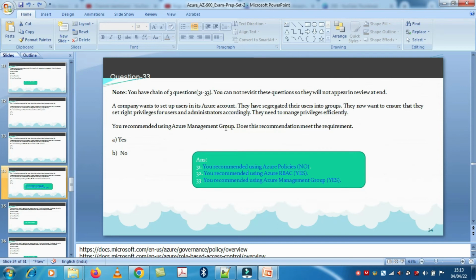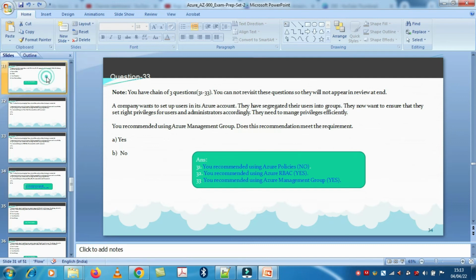See, if you want to segregate a user from an administrator, because a user has a different set of permissions or privileges, and an administrator has a different set of permissions and privileges, how can we achieve this? By using RBAC and by using Azure management group. Azure policies is not the right answer, guys.